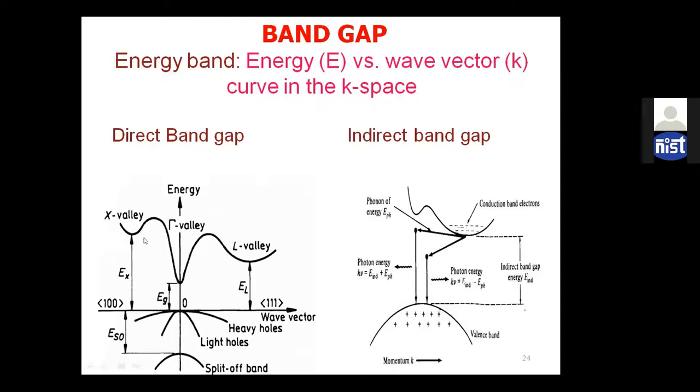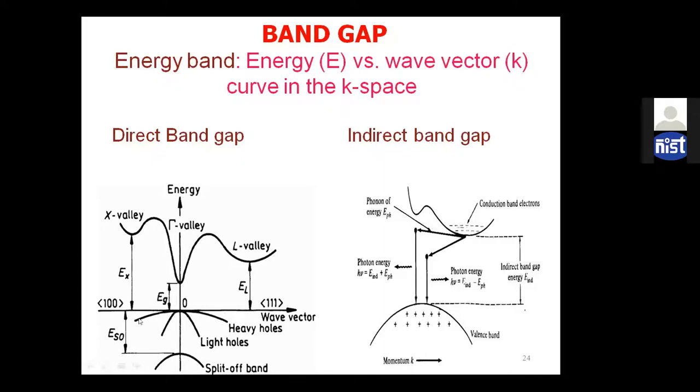Here, in the conduction band, there are different values. If you see, the gamma value is very narrow, so the curvature is large, whereas the L value is wider, so the curvature is less. Similarly, in the case of the valence band, the valence band will split. There is splitting. This upper one is wider.